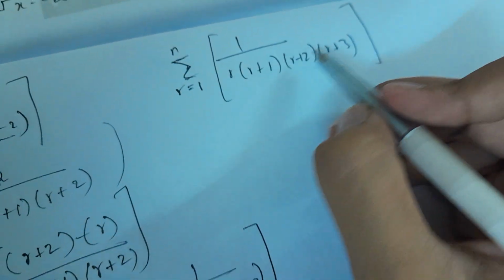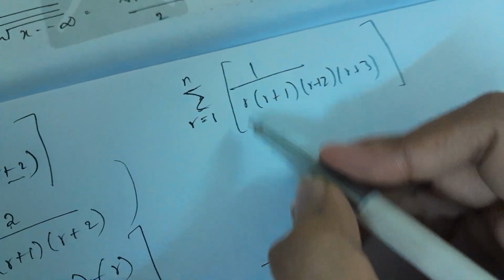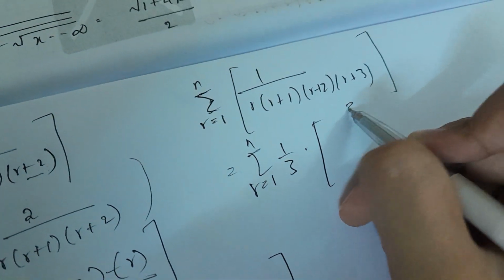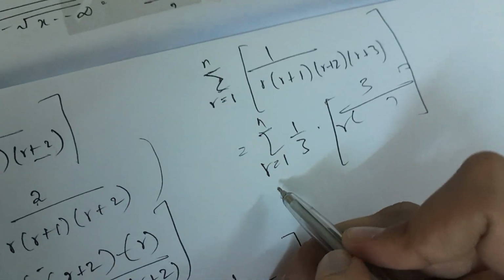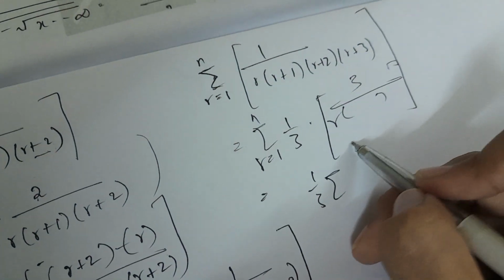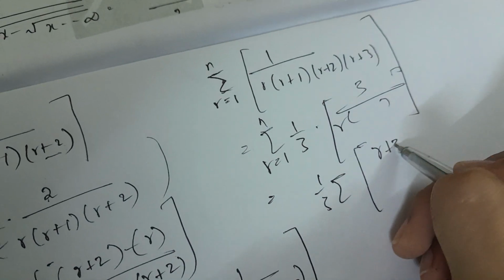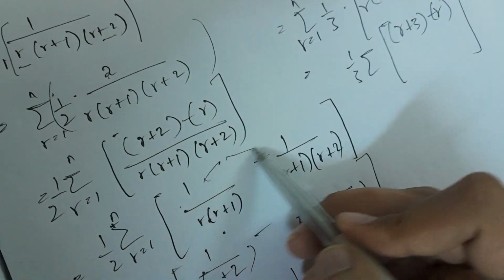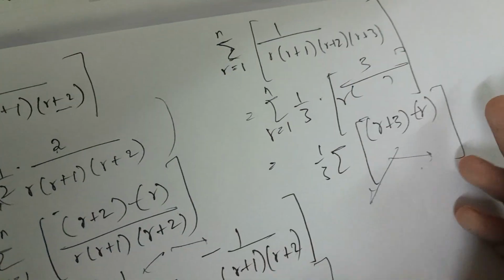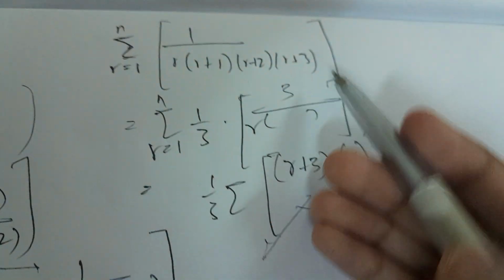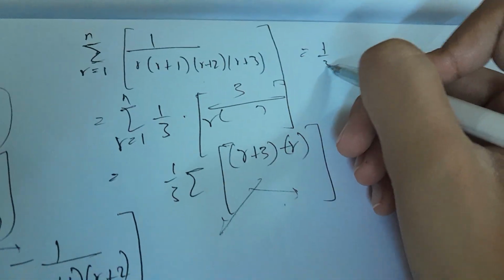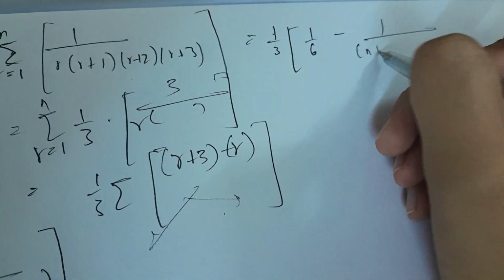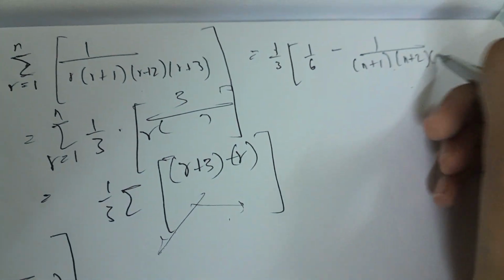And this can be done in a similar way. So what you do over here is you multiply and divide it by 3. So that's summation r equals 1 to n, 1 by 3 times 3 over the denominator, and then you write 1 by 3 summation, and you write this 3 as r plus 3 minus r, and then you do the same thing, you divide the terms over here as well. That's how you approach these questions. And so on simplifying for this one, you're going to get 1 by 3 times 1 by 6 minus 1 over n plus 1, n plus 2, n plus 3.